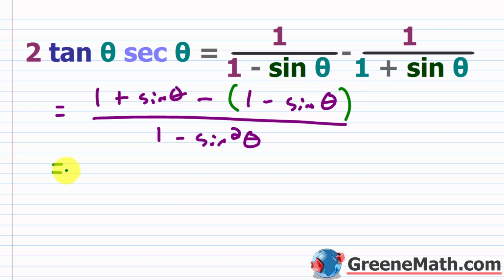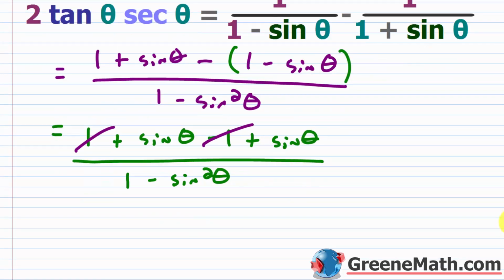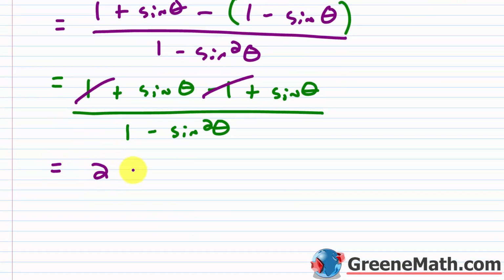Okay, so let's keep going and see what's going to happen here. So I'm going to have 1 plus sine of theta. Again, you're distributing this negative. So minus 1, distribute the negative here, so plus sine of theta, okay? And this is over 1 minus sine squared theta. So what can we do here? Well, we see immediately that this is going to cancel, okay? So now I basically have 2 times sine of theta over 1 minus sine squared theta.